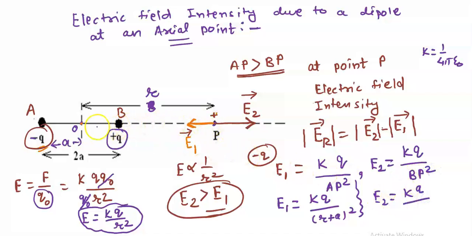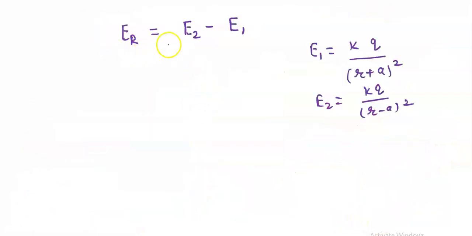BP is what? This distance is R and this distance is A. So we can write R minus A, correct? So we can write R minus A whole square. So this is how you can find the values of E1 and E2. Now we will be using this equation number 1 and substituting these values of E1 and E2 in this. So let's substitute these values. Okay, so this is the expression and these are the values of E1 and E2.